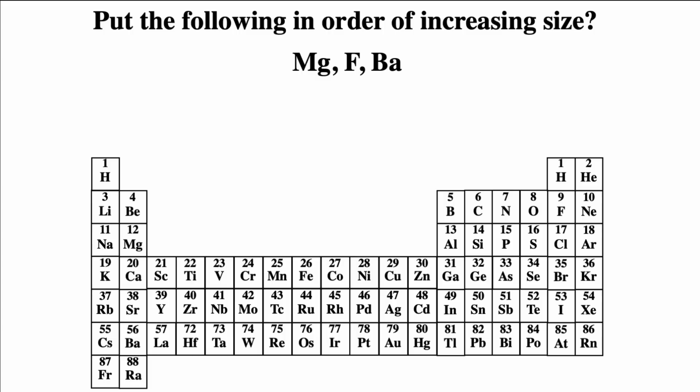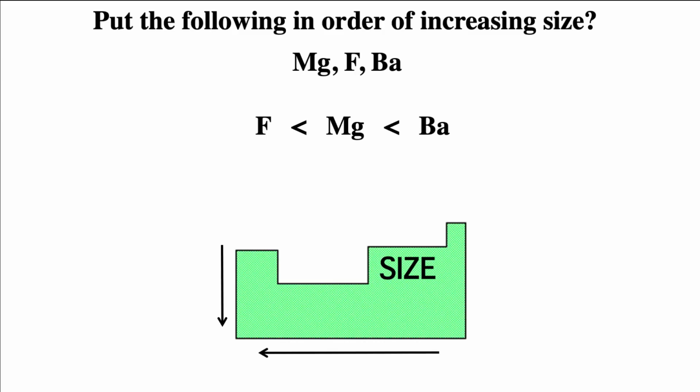Now, you could be asked, put the following in order, increasing size. And so we saw that as you go up and to the right, atoms get smaller. And so you have magnesium, barium, magnesium, fluorine. And so we'd assume that barium's the largest and fluorine's the smallest. And that's exactly what we see. And so in increasing size, we'd say fluorine, magnesium, barium being the largest, fluorine being the smallest. And so if you're given atoms with no charge, then you just use the periodic trends.